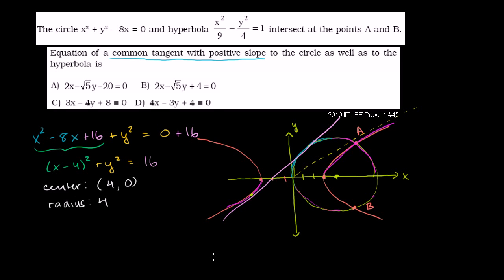So now that we have the visualization down, in the next video, let's try to figure out what that line might look like, especially when we constrain it to having to be tangent to this circle and having to be tangent to this hyperbola.